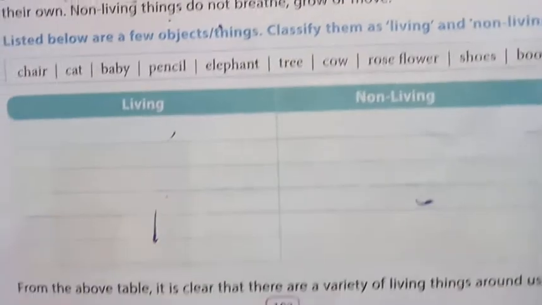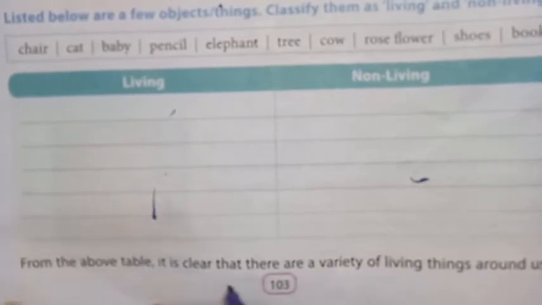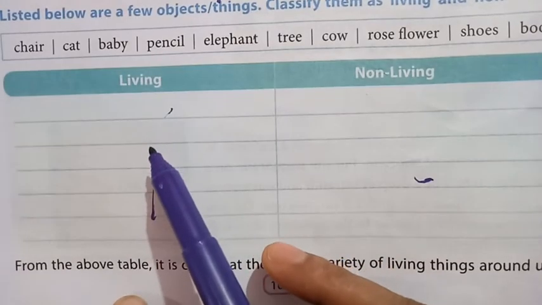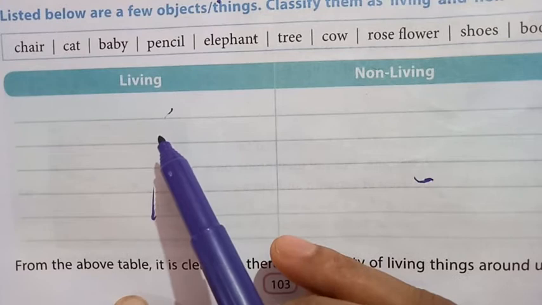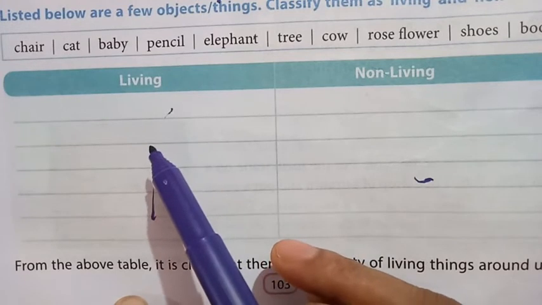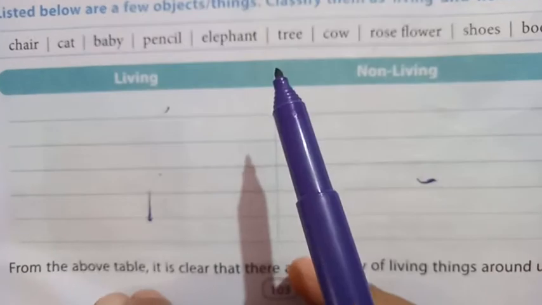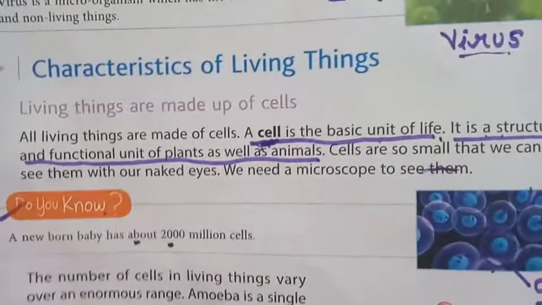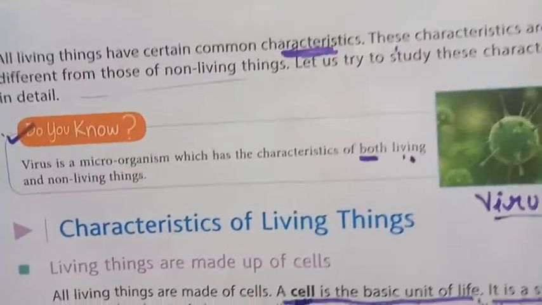Now look at the last line below. From the above table, it is clear that there are a variety of living things around us. Whatever materials you have written in the column of living things, all these are living things present in our living world. Now turn to the next page.